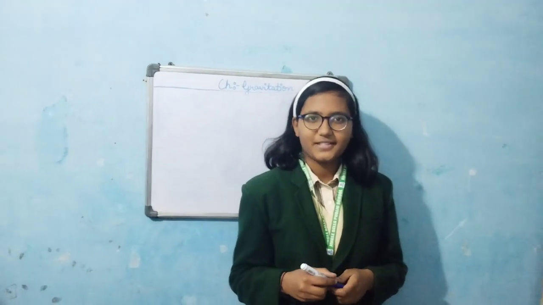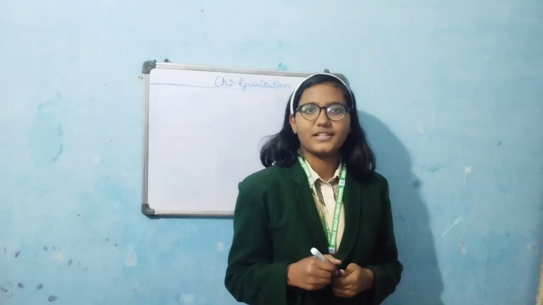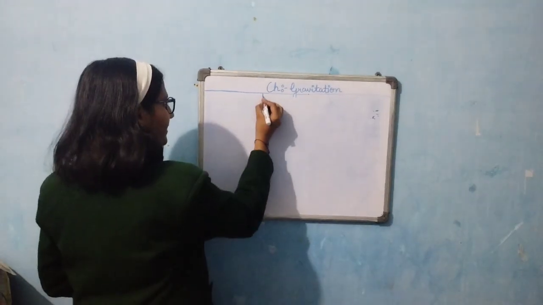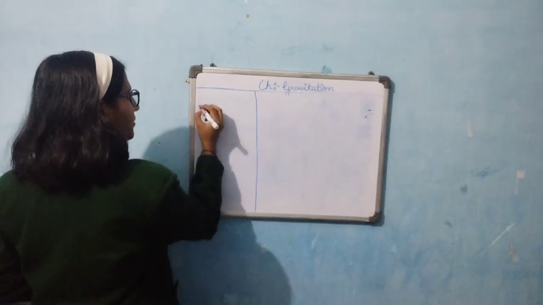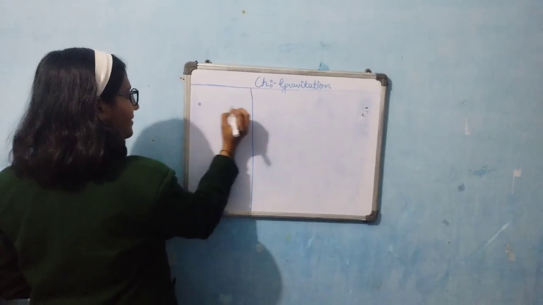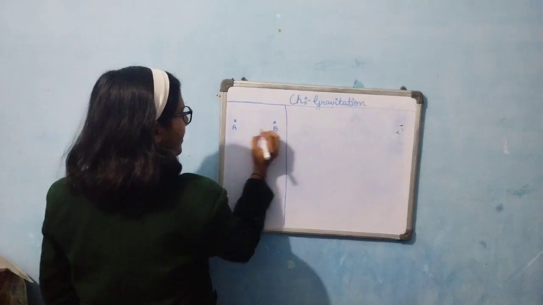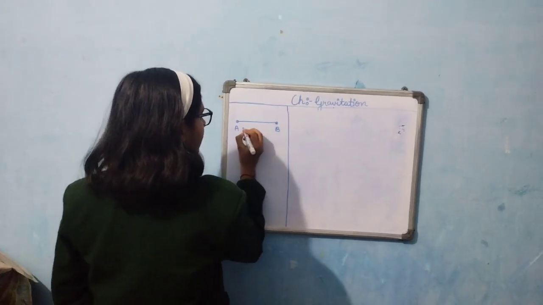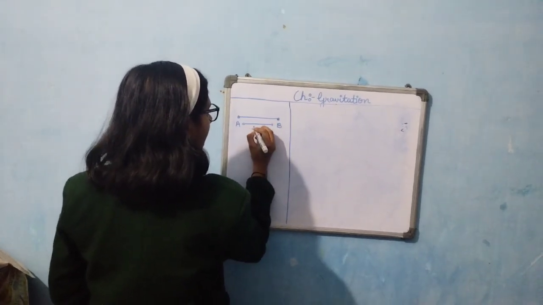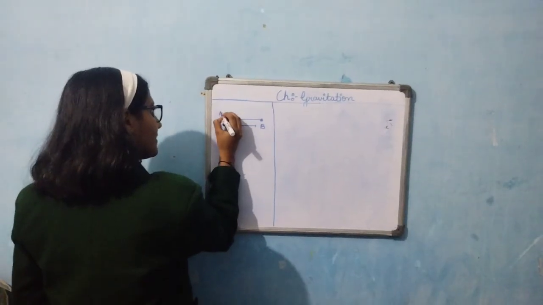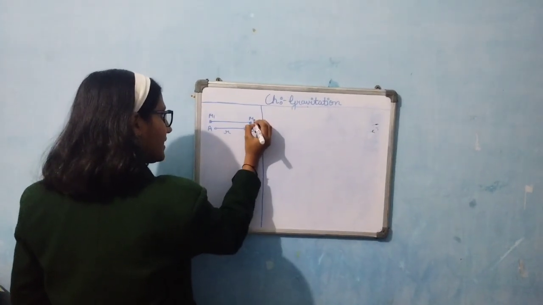Our first topic is universal gravitational constant. So let's understand it. Consider that two bodies A and B are at a distance r apart from each other. The mass of A is m1 and the mass of B is m2.